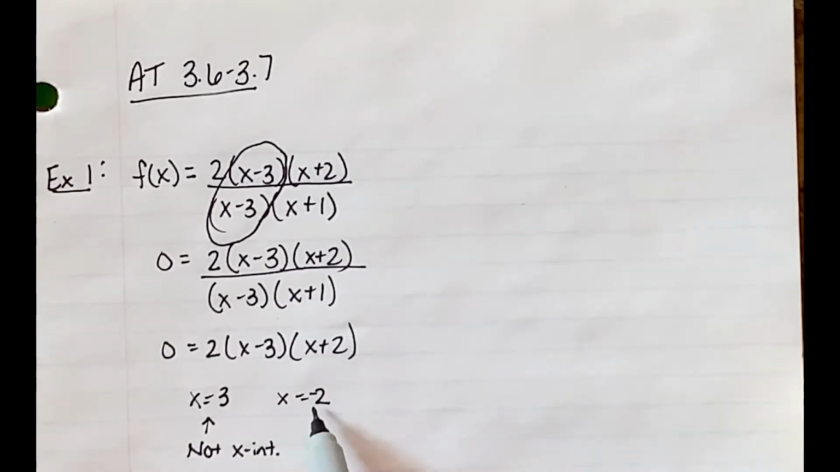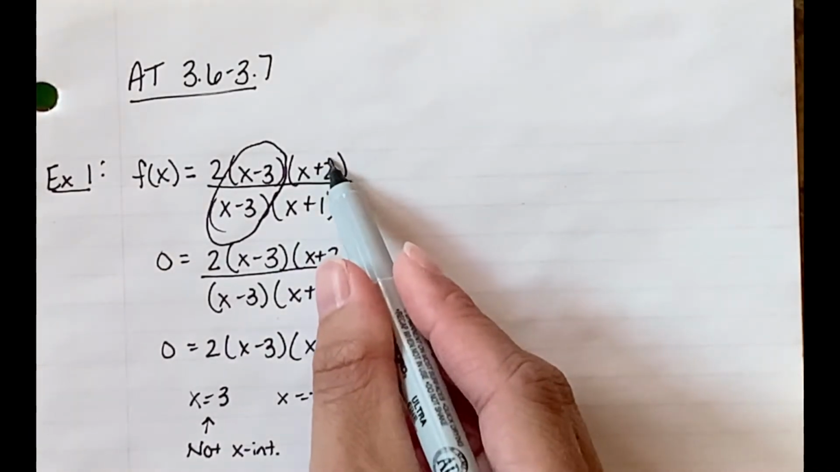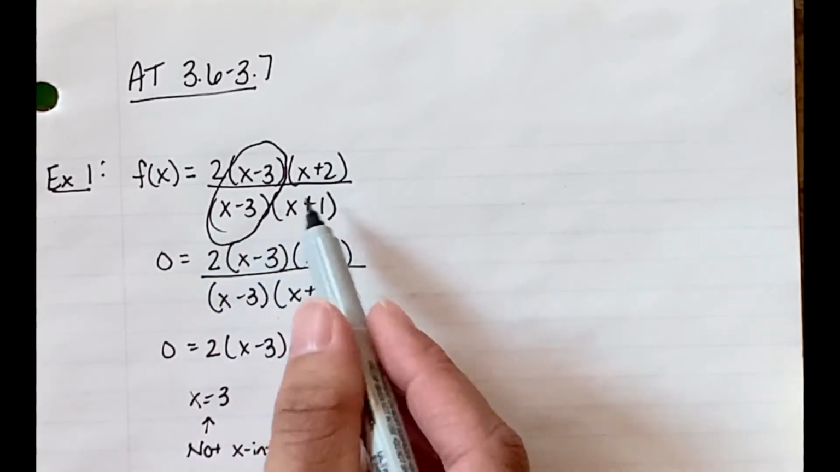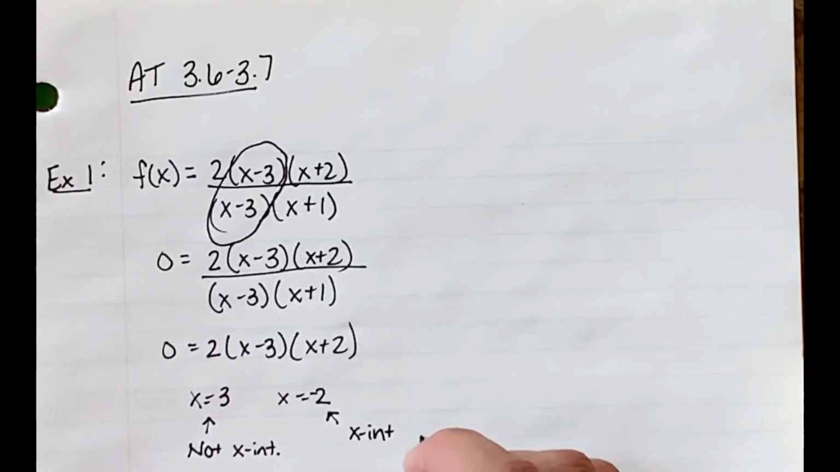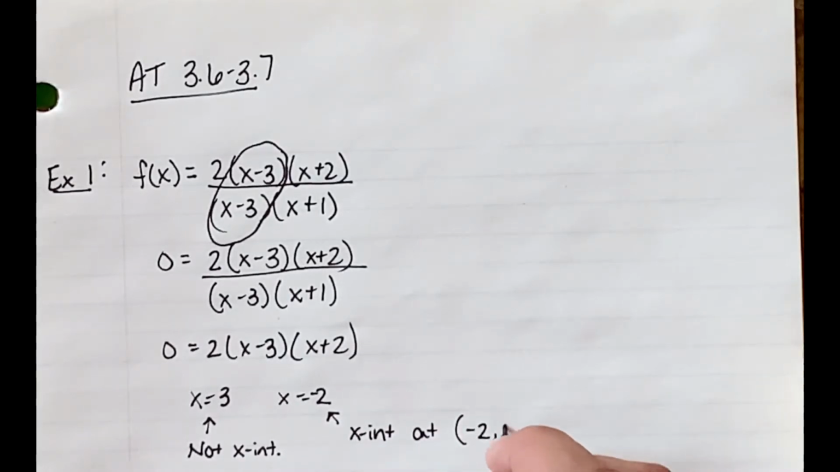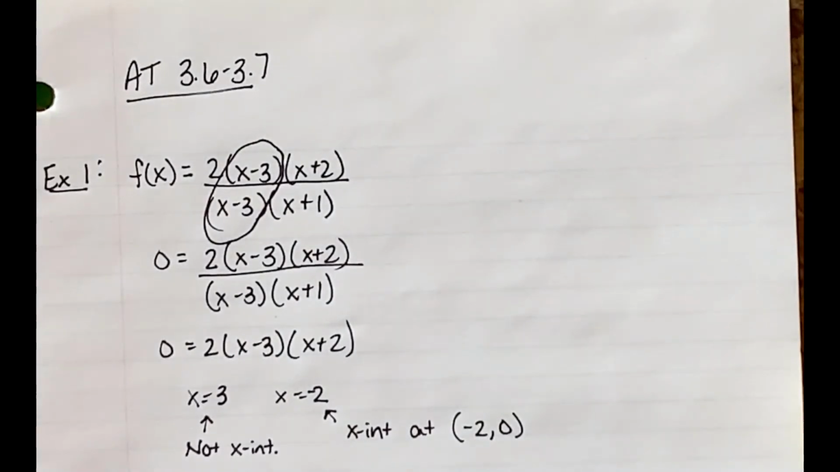Now, x equals negative 2, if you plug that back in, you're going to get 0 divided by some number, which is 0. So this is an x-intercept. And we have one x-intercept for this function.